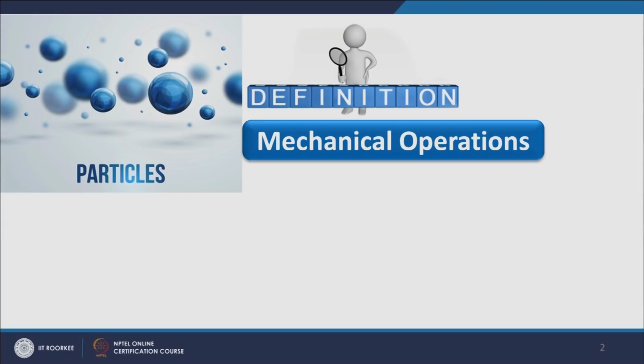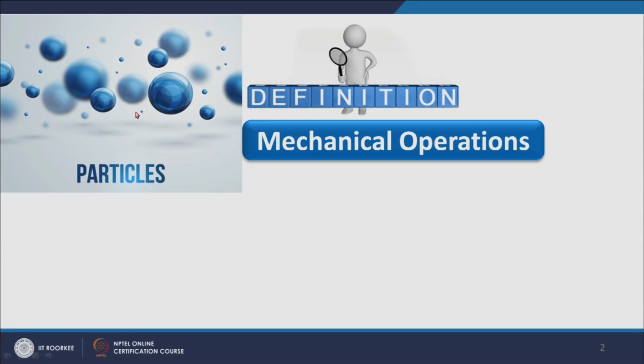So let us start the course with the definition of mechanical operation. What is mechanical operation? This figure speaks completely about mechanical operation. Now what does this figure show? It shows particles of different sizes. Therefore, mechanical operation is basically dealing with particles. That is all about mechanical operation.